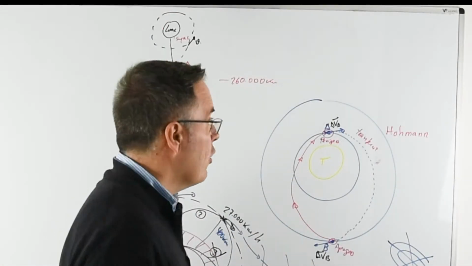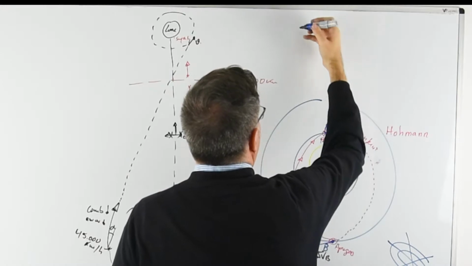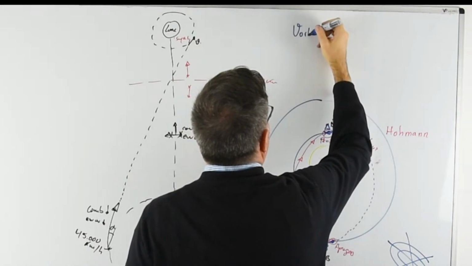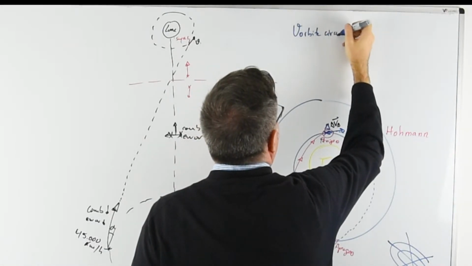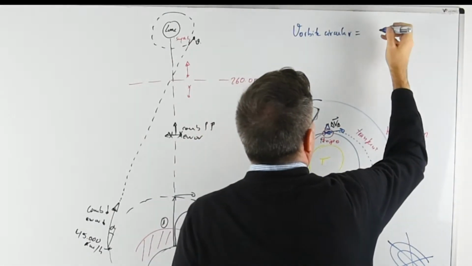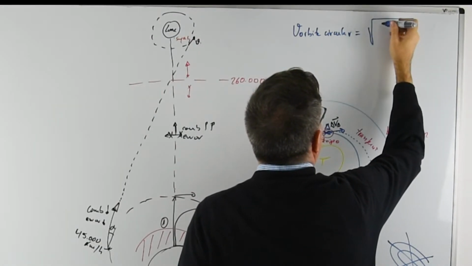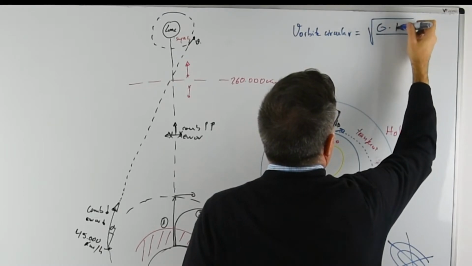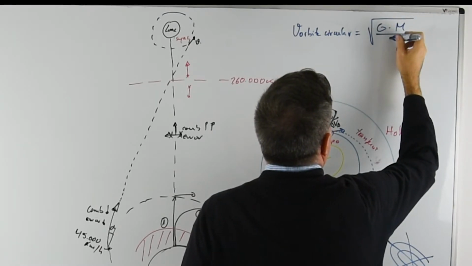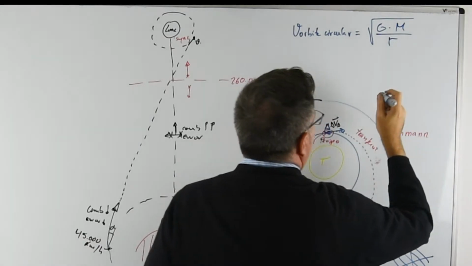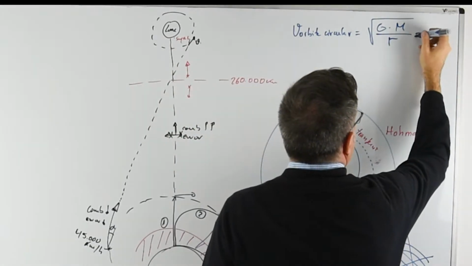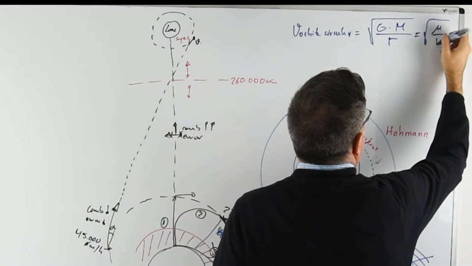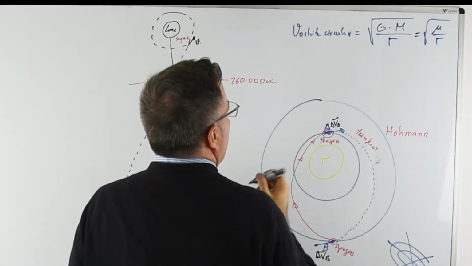Now let's remember one concept that we talked about in the last video, the circular orbit speed. We calculate the square root of the gravity constant multiplied by the mass of the Earth, divided by the distance to the orbit. With this speed we keep that orbit stable.